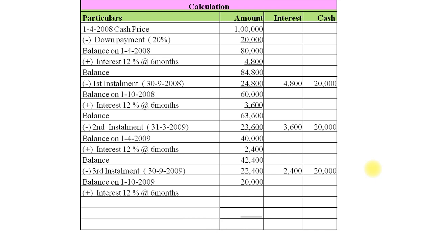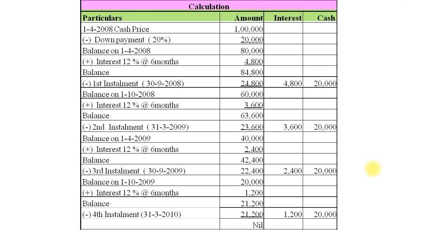Plus the interest of the fourth installment, that is 12% at 6 months, it comes to 1,200. So the balance here is 21,200 minus your fourth installment on 31/3/2010. In that the cash price is 20,000, interest is 1,200, so the final installment is 21,200, and here you will get the answer nil.